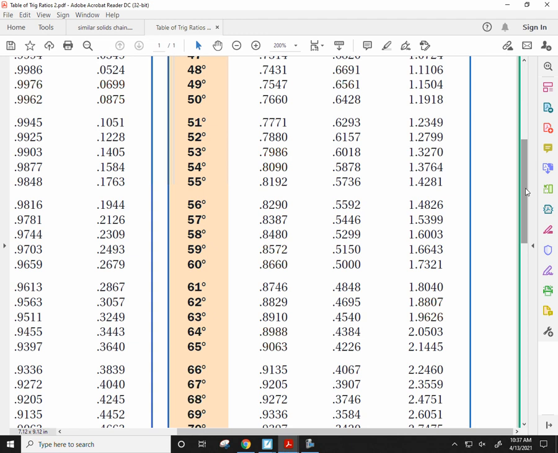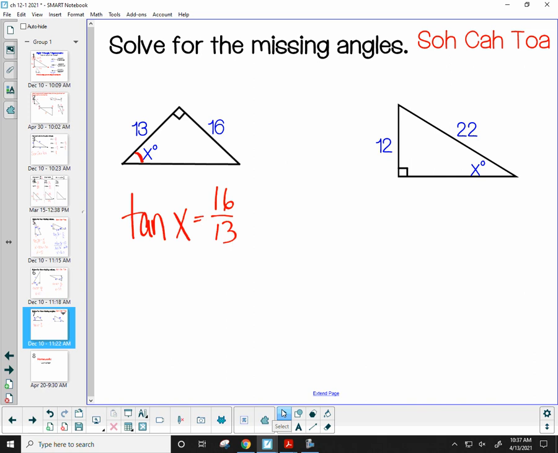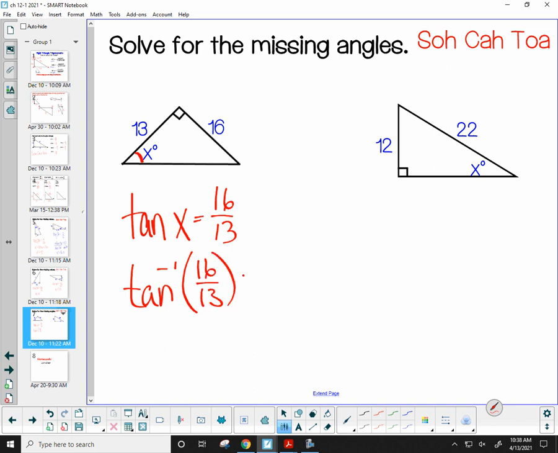My table is a little bit more specific than I had in high school. That's what we're going to tell your calculator to do. We're working backwards. We're starting with the ratio, working backwards to find the angle. In math, inverses are working backwards. Division is the inverse of multiplication. Subtraction is the inverse of addition. So we are going to use the inverse tangent in order to find our angle.